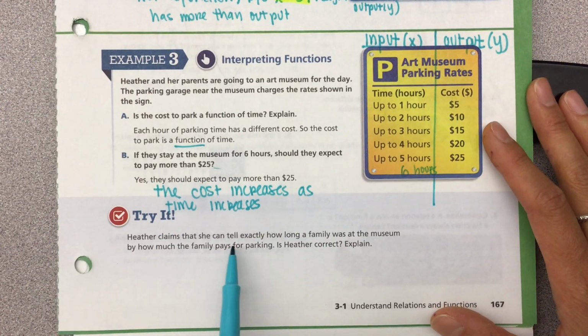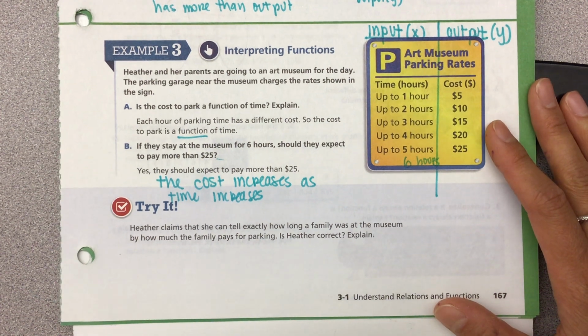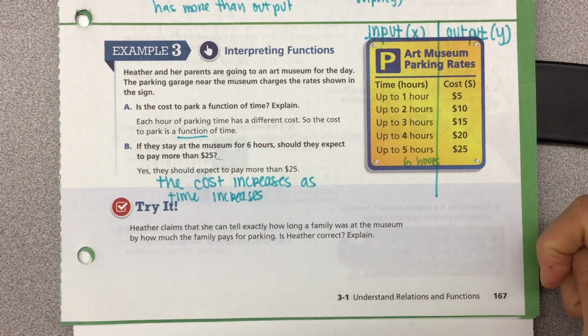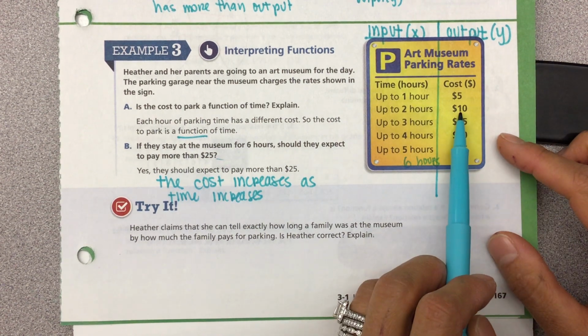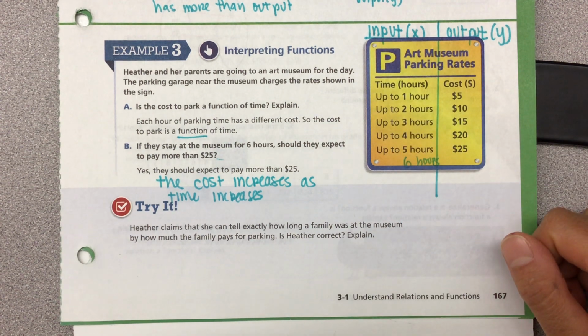Okay, Heather claims that she can tell exactly how long a family was at the museum by how much the family pays for parking. Is this correct? So she's saying, like, if they paid $10, she knows they parked for 2 hours. Is she correct?